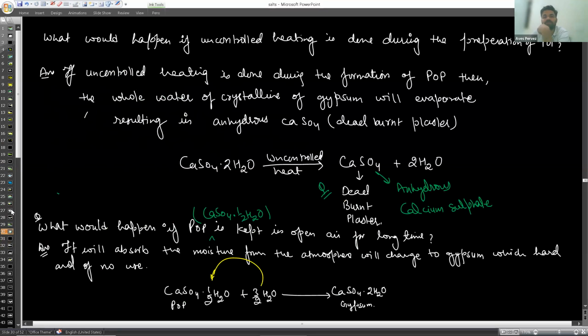Here the question comes: what would happen if uncontrolled heating is done during the formation of POP? With uncontrolled heating, the whole of the crystalline water evaporates, no calcium sulfate hemihydrate will remain, and it will become anhydrous calcium sulfate, also called dead burnt plaster. So first memorize it, then note it down.